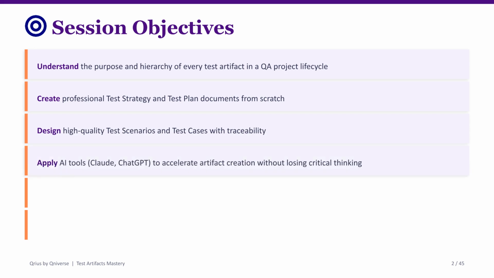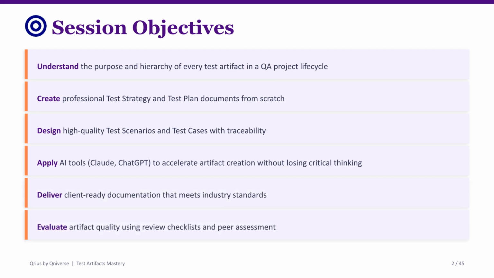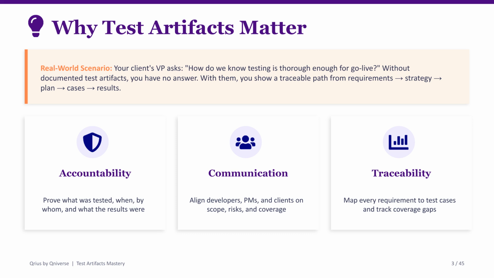We will also cover applying AI tools to accelerate creation without losing critical thinking, delivering client-ready documentation, and evaluating artifact quality using checklists. Test artifacts are critical for accountability, communication, and traceability. They prove what was tested and align stakeholders on scope and risks. They also ensure every requirement is mapped to a test case, tracking coverage gaps.